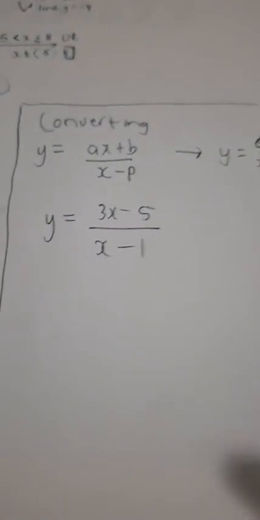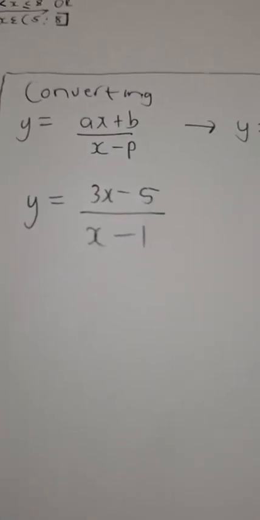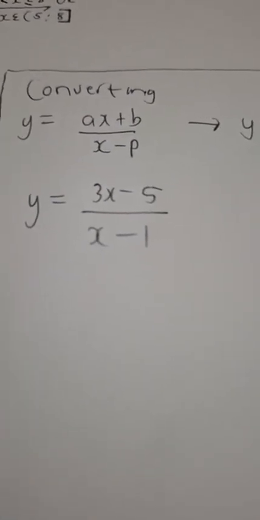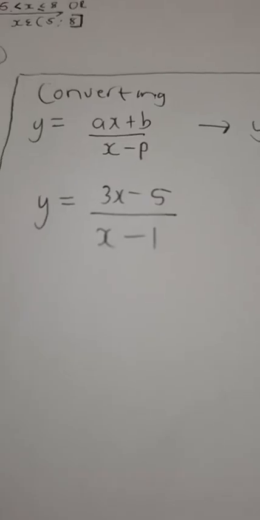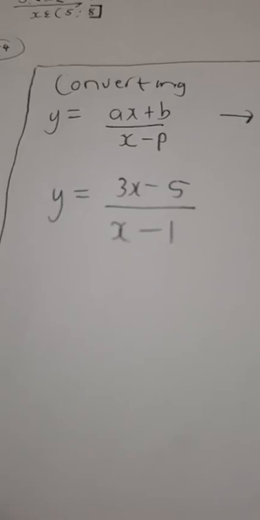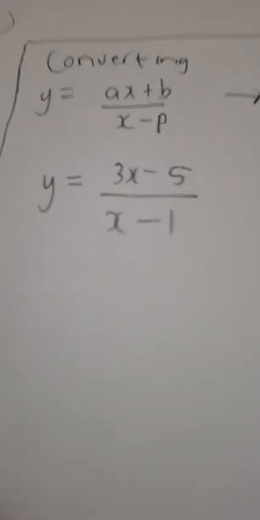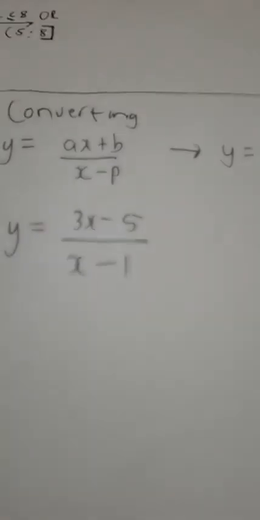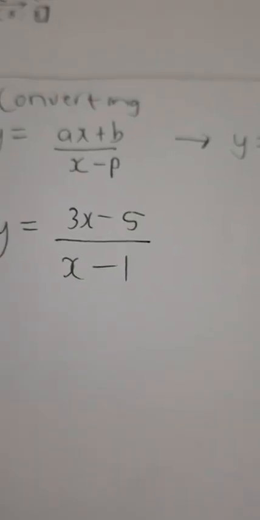So let's say we have y is equal to 3x minus 5 over x minus 1. And then they say write down the equations of the horizontal and the vertical asymptotes. So you sit there and you look at this and you're like, how in the world will I be able to write down the equations of the vertical and the horizontal asymptotes when I'm given a function of this nature?